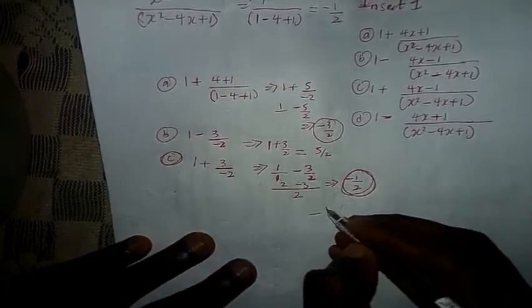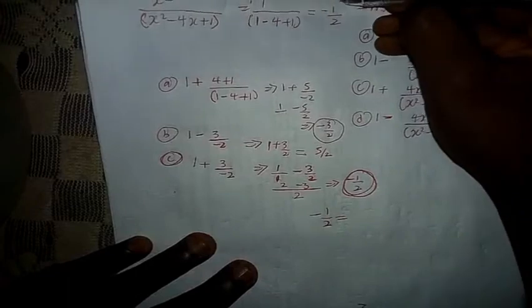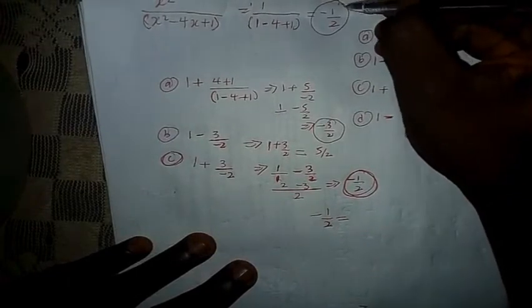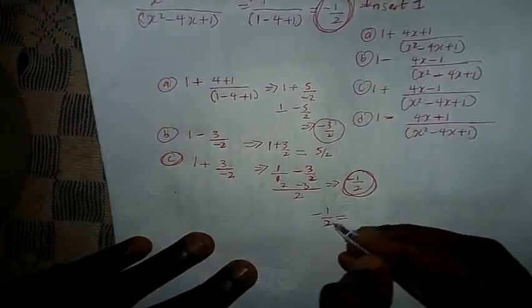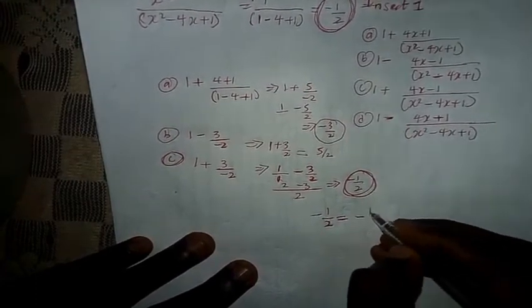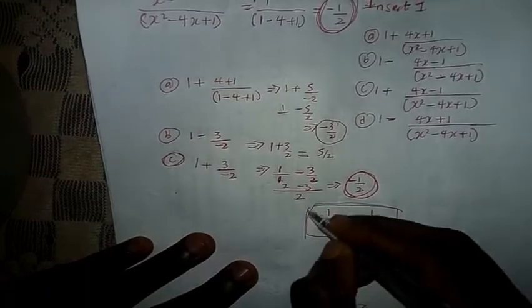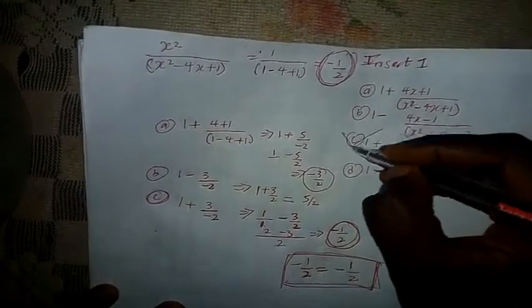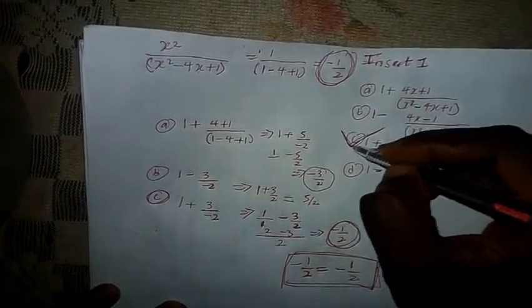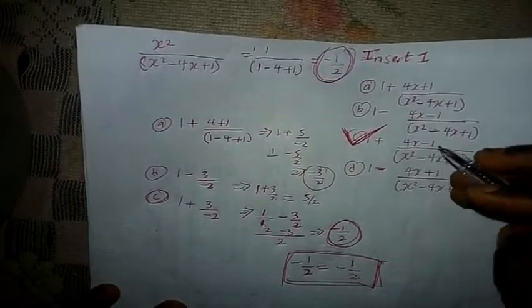So minus 1 over 2, in the question we're given, we got minus 1 over 2, and it is equal to our answer, minus 1 over 2. So C is the correct option. Do you hear me? C is the correct option. So if you had this in an exam, you don't need to be working. You have to be smart about solving questions.